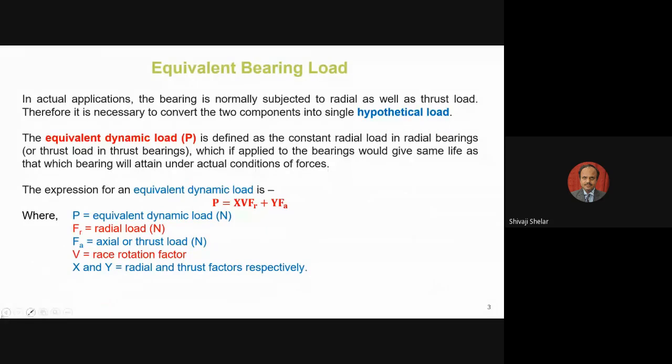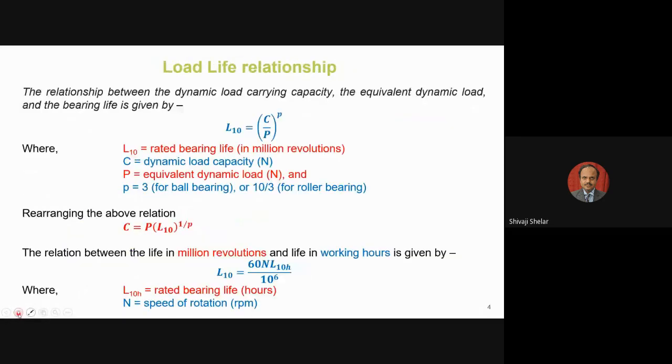Okay. So let's go to the next slide where we are correlating equivalent dynamic load, dynamic load capacity, and bearing life with a single relation. So we are writing here the load life relationship. So there are two types of load. One is your dynamic load capacity. We have defined it already. That is the maximum radial load which can be supported for 1 million revolutions of life. Then the hypothetical load based on the actual working condition, that is the equivalent dynamic load.